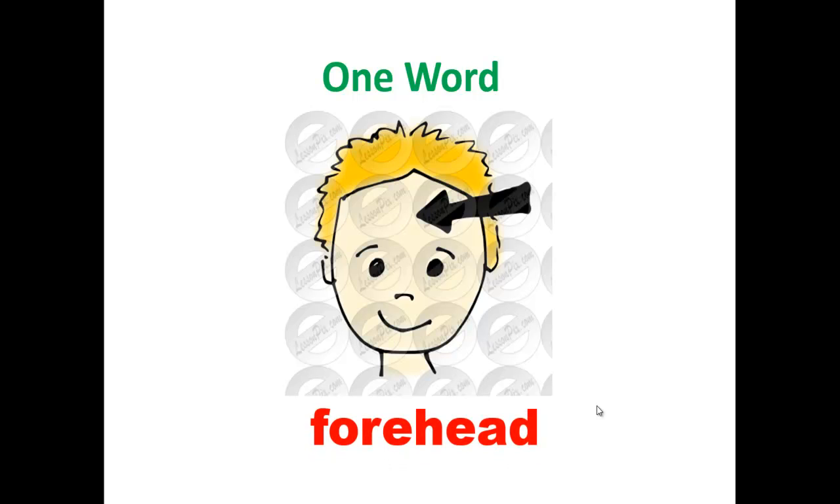Forehead. What do we call this part of the face? We call it forehead. So again, this word is made up of two words. The first word is fore, the second word is head. The two words are joined together to make up a new word. So it is a compound word and it is written as one word.